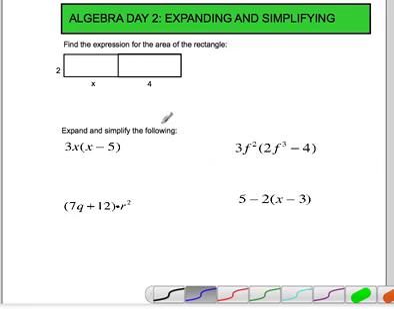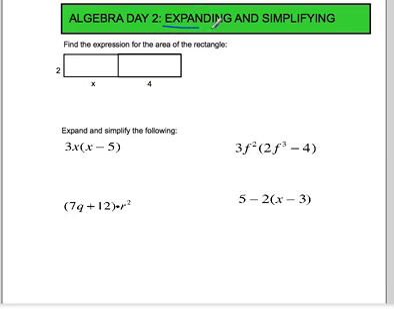Hello, 8th grade, and here's another podcast. This one is going to be on more algebra, on expanding and simplifying. Okay, so let's take a look at what we mean by this.